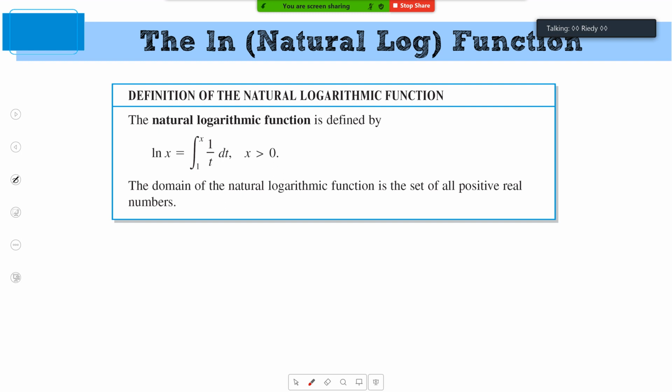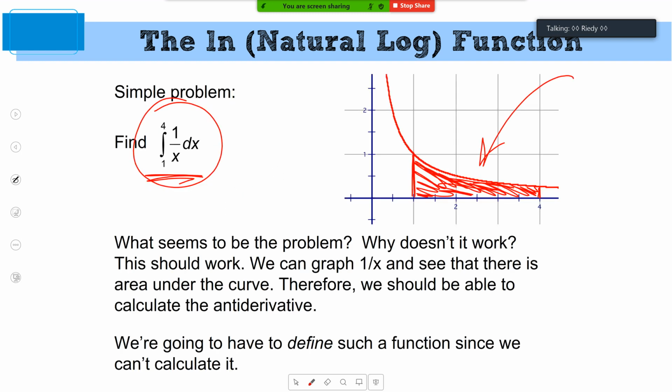Okay, so for instance, if we go back here, pull out your calculators and do the natural log of 4. Get a number? 1.38. Okay, 1.38. So what does that mean? That means that this shaded region that I have here is 1.38.